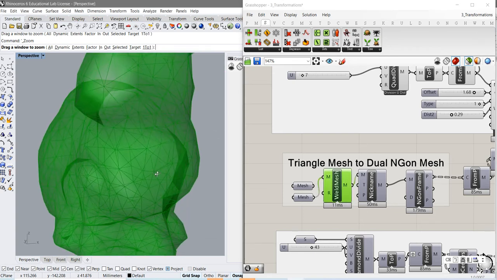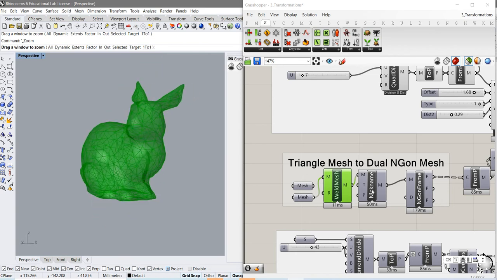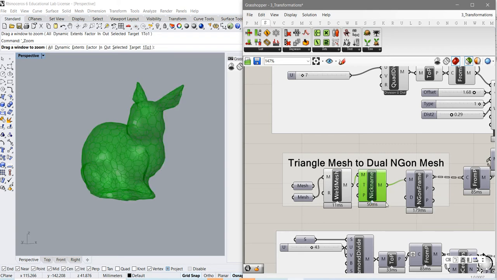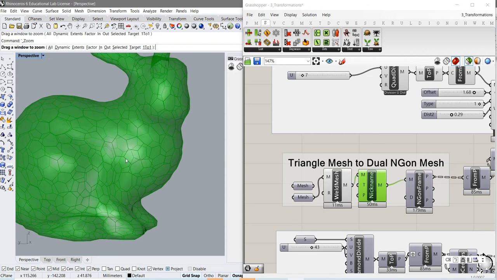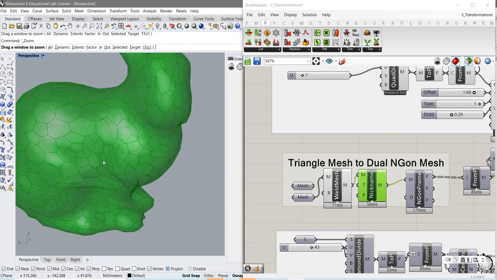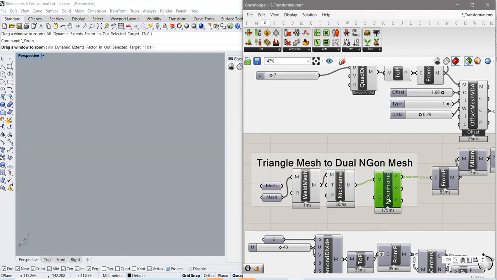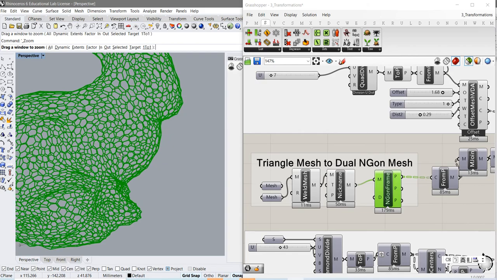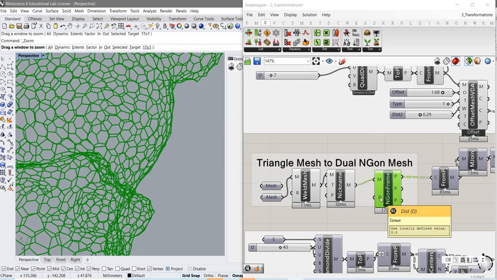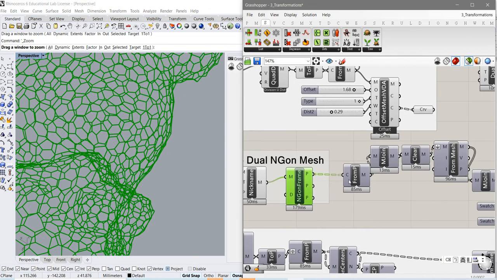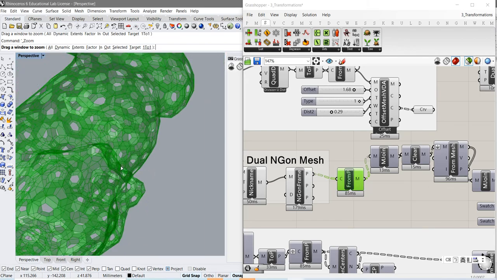Okay, this bunny is a triangulated mesh, right? And we find the dual of it. Now they become hexagons with pentagons depending on the valences of all these vertices. You get the frame of it. Remember, we have been using this frame. You can change the distance, okay? And then from this polyline, we create a mesh.